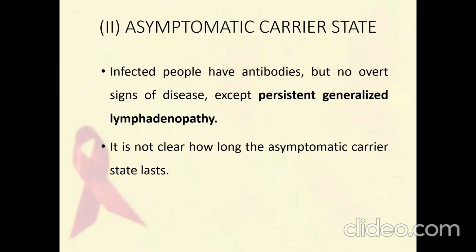Then the second stage is the asymptomatic carrier state. These infected people have antibodies, but no overt signs of disease except persistent generalized lymphadenopathy. And it is not clear how long the asymptomatic carrier state lasts.